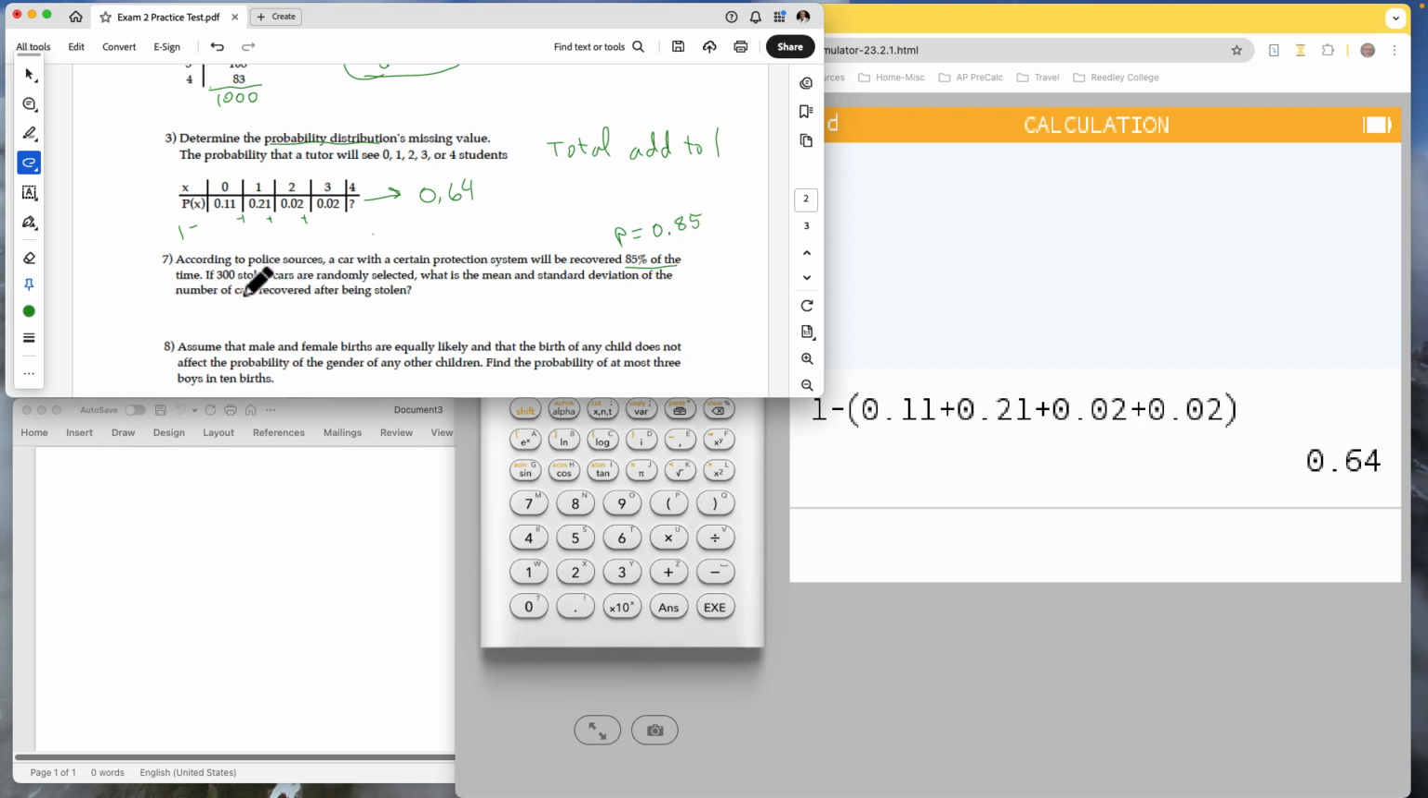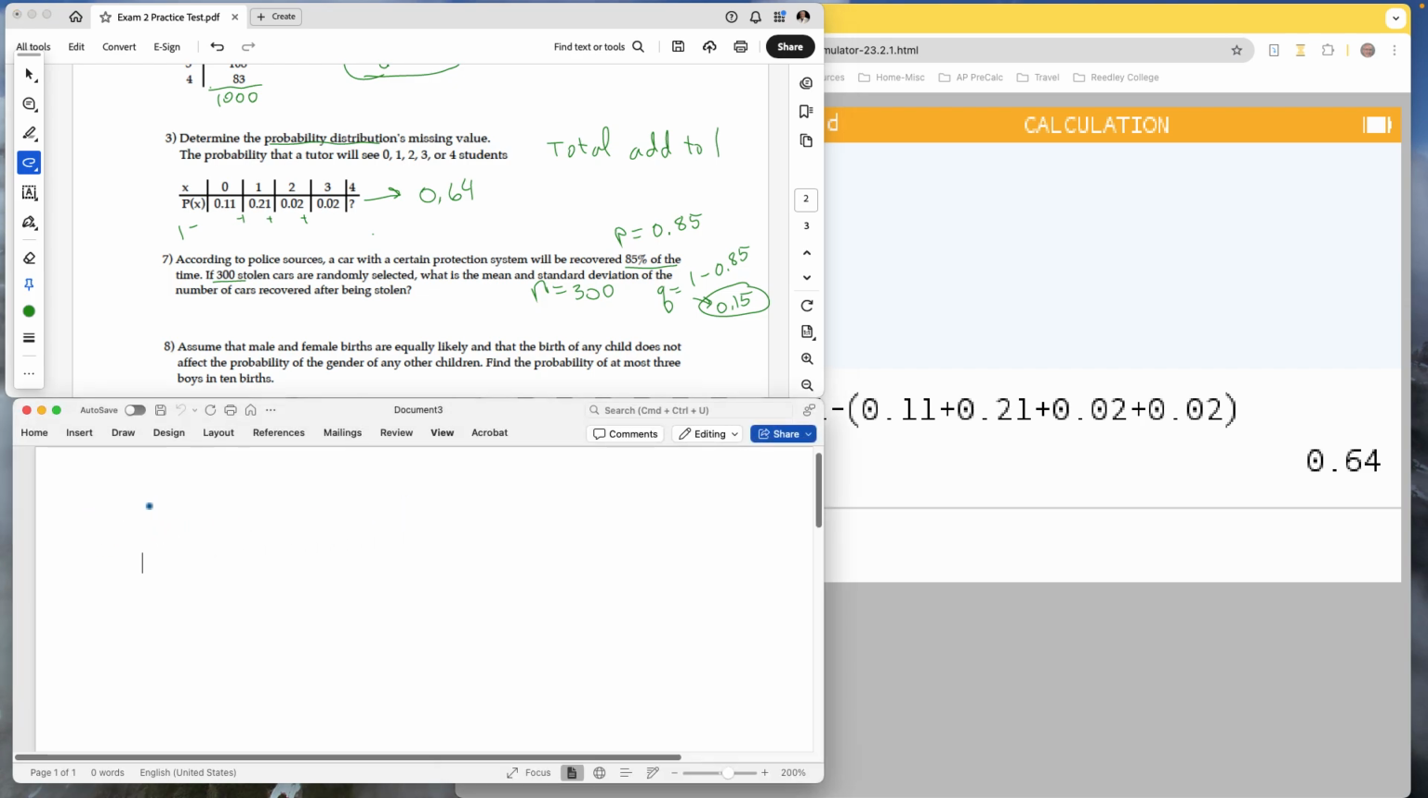In a binomial, they have a number of trials. In this case, we're dealing with 300 trials, so n equals 300. And then what we're going to need for the formulas is Q. Q is the probability of failure. So that's going to be 1 minus 0.85, so Q is going to be 0.15. I'll write it down here to make it a little clearer.